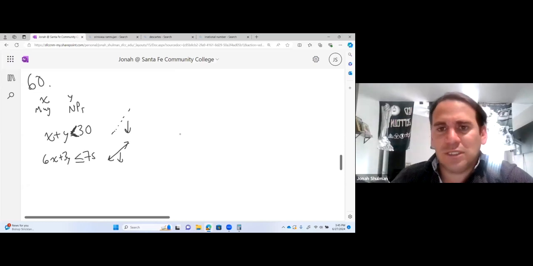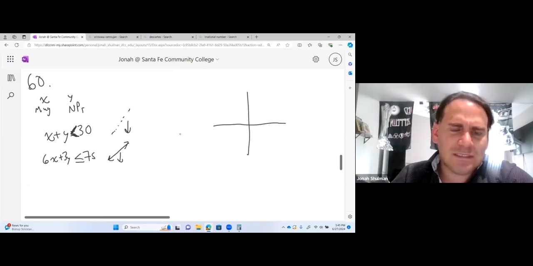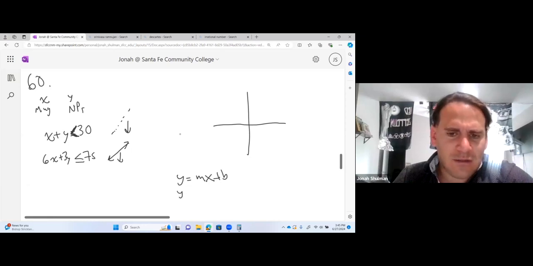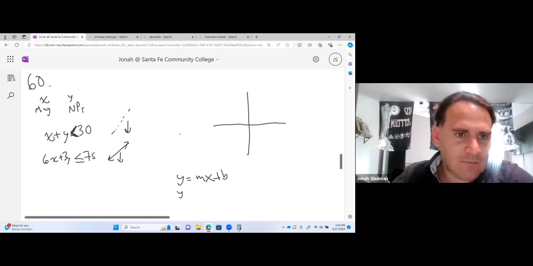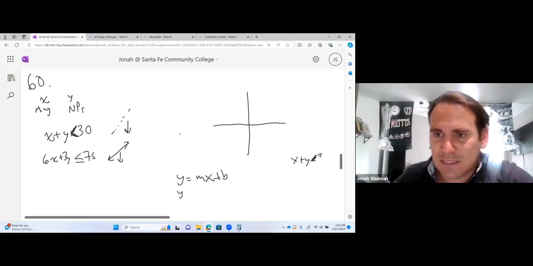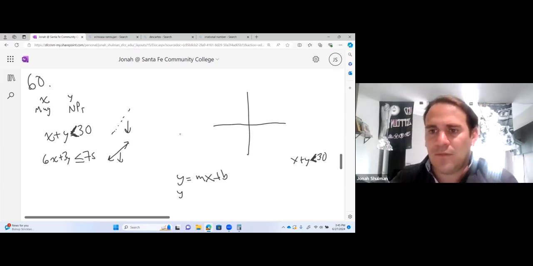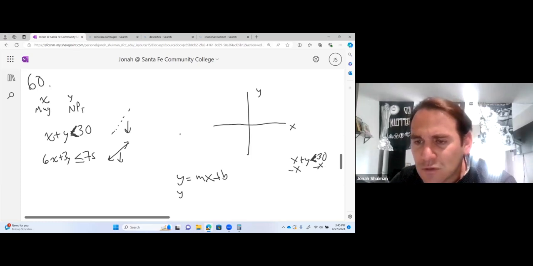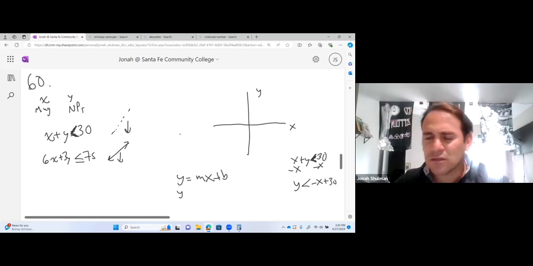So we just need a graph with two equations. The first one's going to be x plus y is less than 30. We want to write them in terms of y equals mx plus b. There's the algebra. So y, and we don't have that, right? So we have to get the x over here. So my first step, I have x plus y is less than 30. And there's my x and there's my y. So I have to subtract x from both sides. So the first equation is y is less than negative x plus 30.